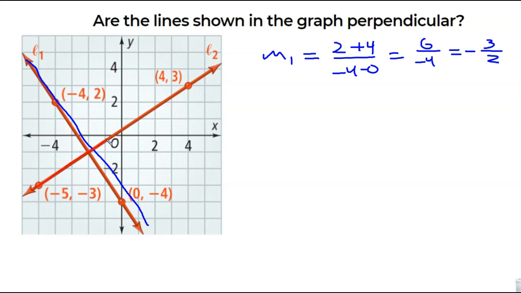Okay, let's compare that then to our line 2. We'll say its slope is M2, and again we'll go y minus y, so I'm going to say negative 3 minus 3. All right, over negative 5 minus 4. Okay, which will turn into a negative 6 over negative 9, which reduces to a positive for the negative over negative, and 6 over 9 reduces to a 2/3.